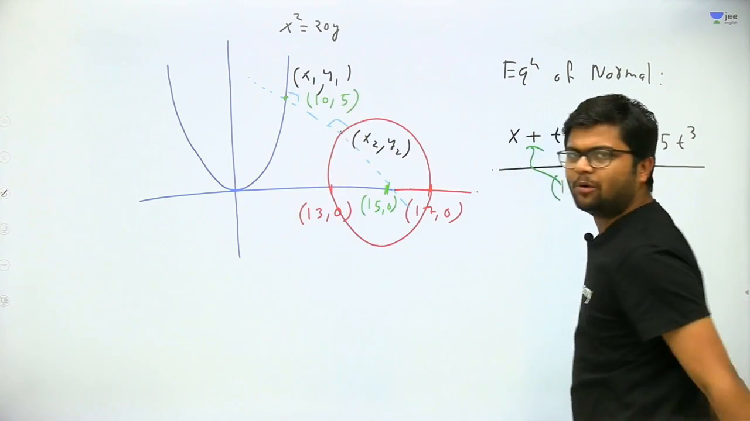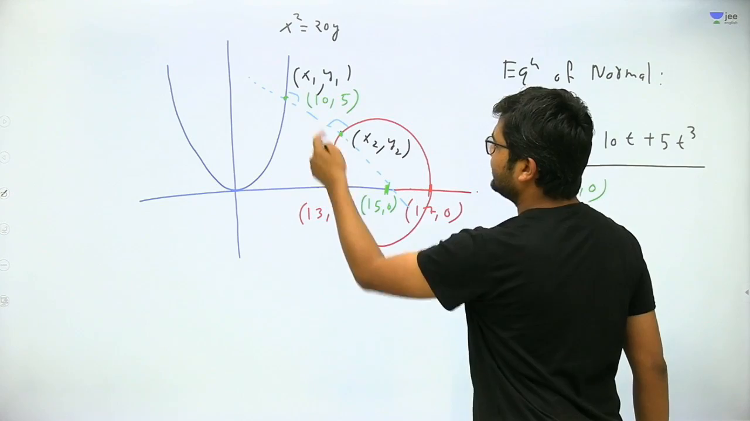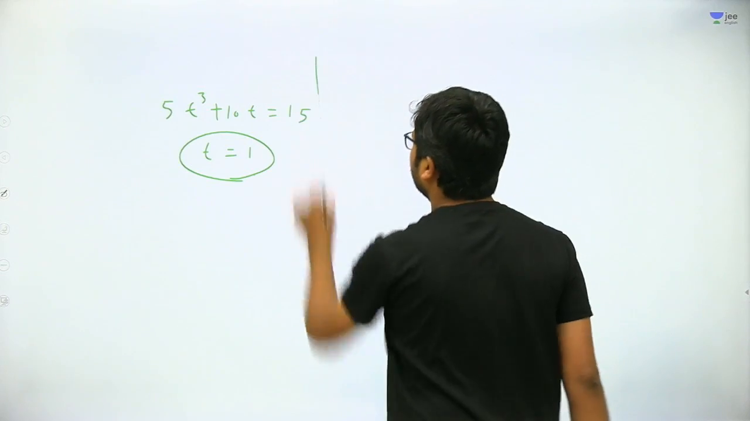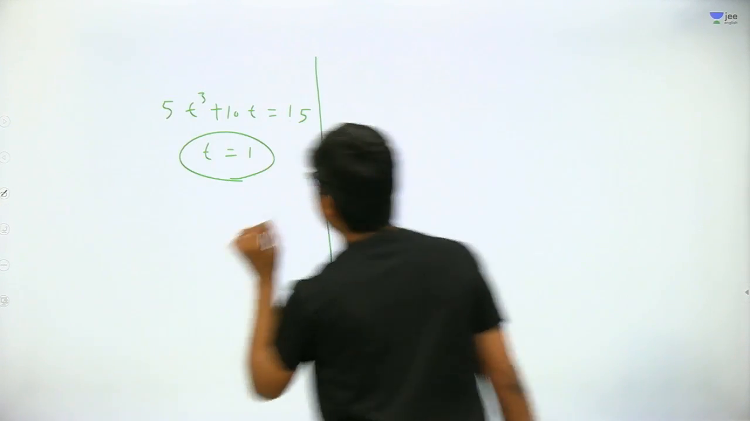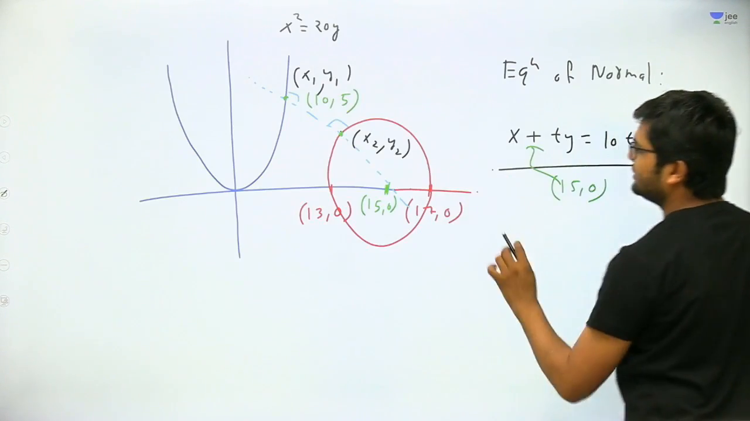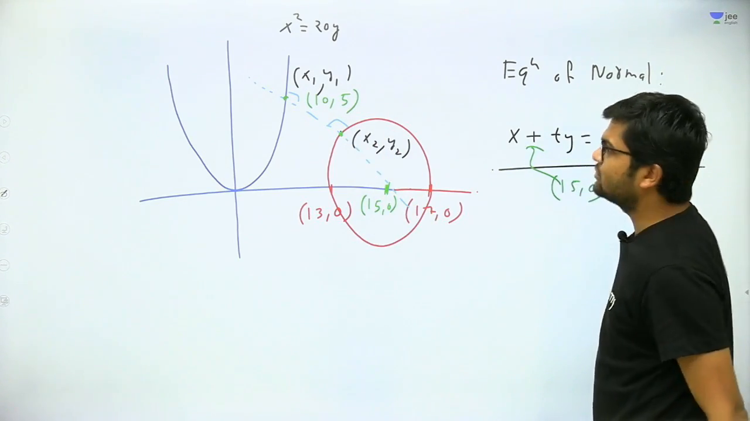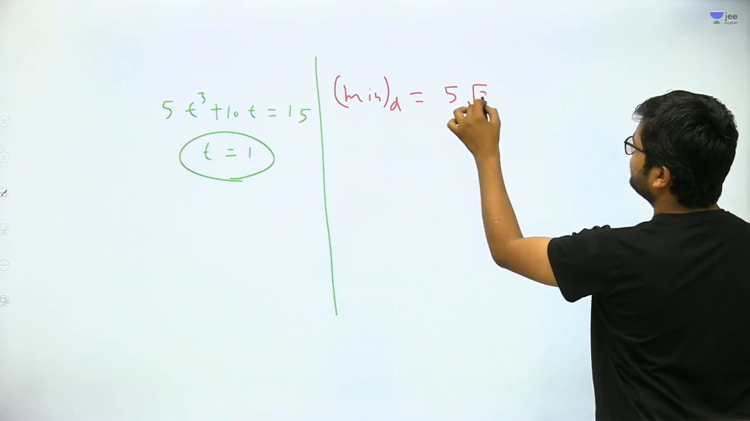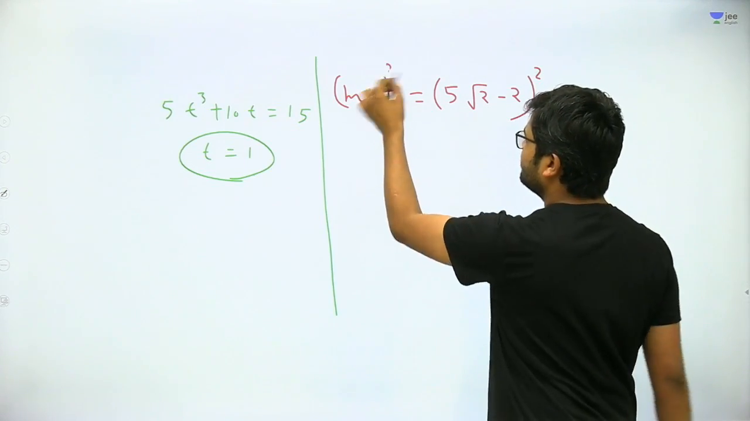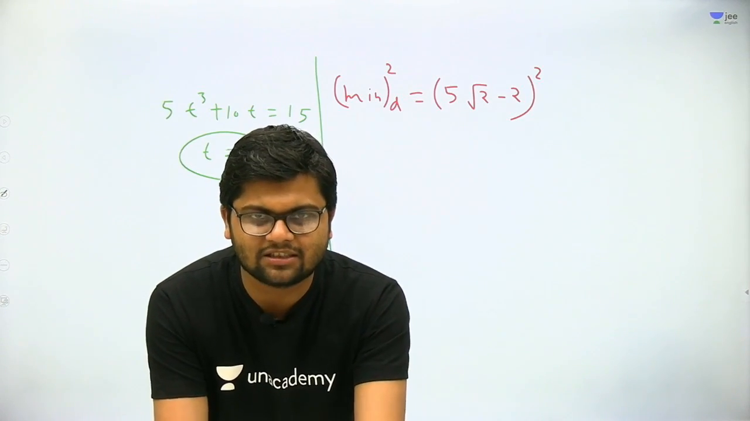So 10, 5 will be the point, and the minimum distance between this point and the circle will be the distance of this point from the center of the circle minus the radius. Got my point? So the minimum distance will be equal to the distance between 10, 5 and the center. It will be the square root of 15 minus 10 square plus 0 minus 5 square, which is 5 root 2. So 5 root 2 minus radius 2, whole square, because we need the minimum distance square. Therefore this will be the final expression for the minimum distance square.